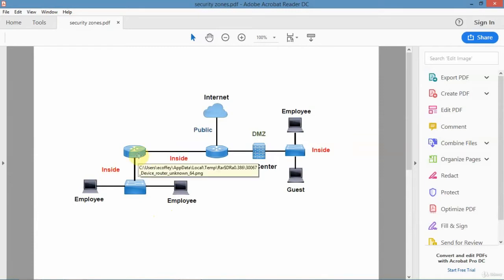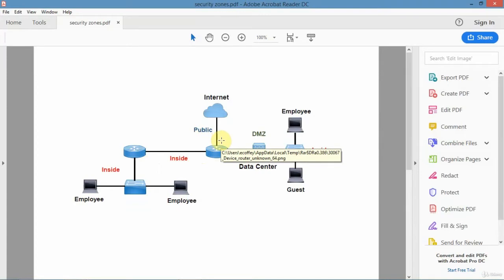Then I've got a branch office connected to a data center. I've labeled this as inside because this is private addressing as well, although sometimes it actually could be public addressing. And then there's a data center router here, and it's actually in 3 zones. It's got an inside interface with a private network address, and it's got a public interface as well to the internet or the cloud.